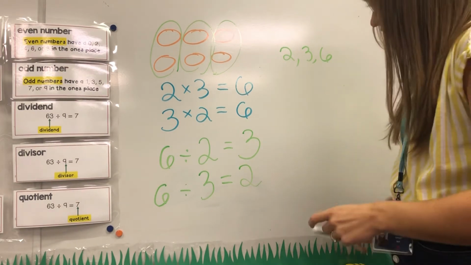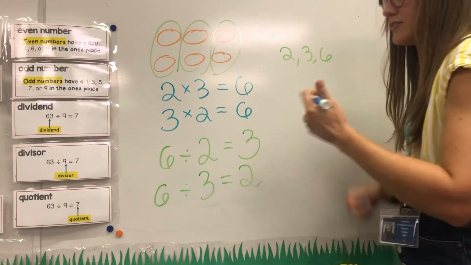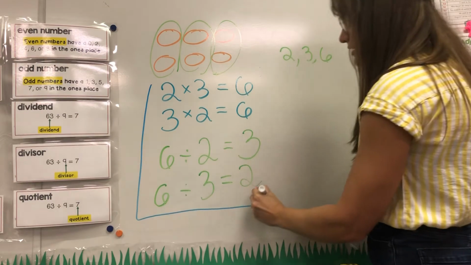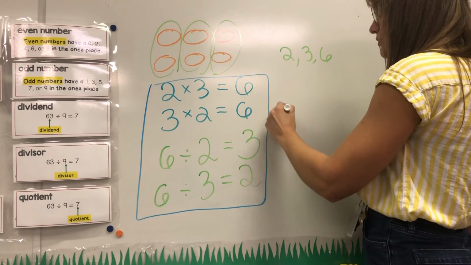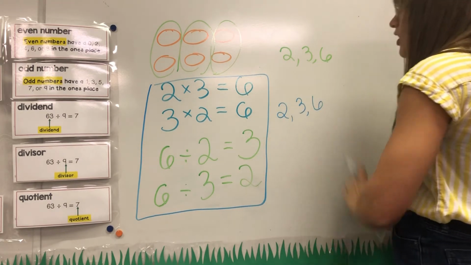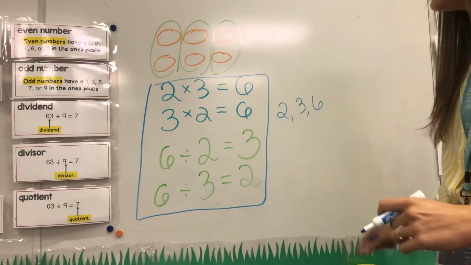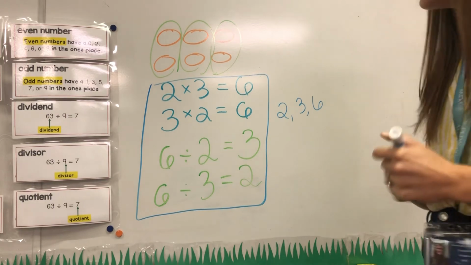And now, my friends, right here, we have a fact family. This is a fact family here. Our fact family has 2, 3, and 6 in it. All those 3 numbers are related in our fact family. In each of our equations, we have a 2, a 3, and a 6.